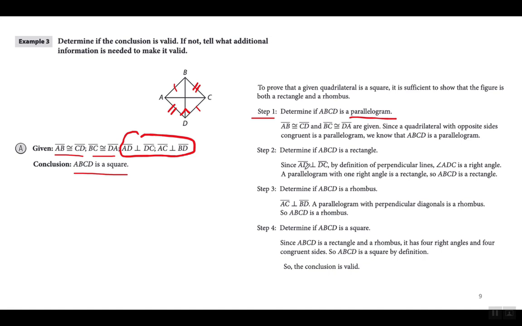So since AD is perpendicular to DC, by definition of perpendicular lines, angle ADC is a right angle. A parallelogram with one right angle is a rectangle. So once you prove that it has one right angle, it's a rectangle. So ABCD is a rectangle. Actually, I didn't need this part for that part.